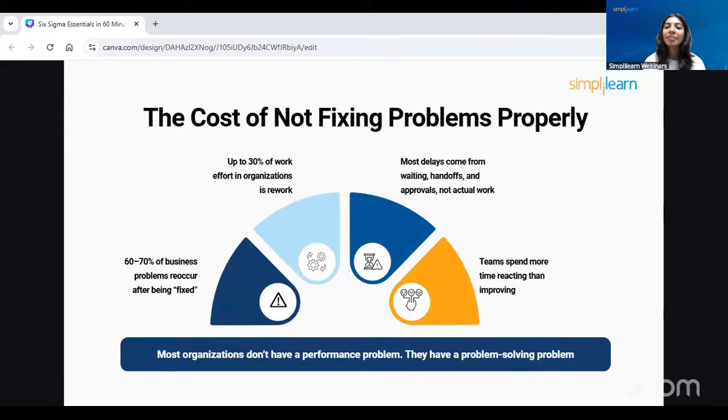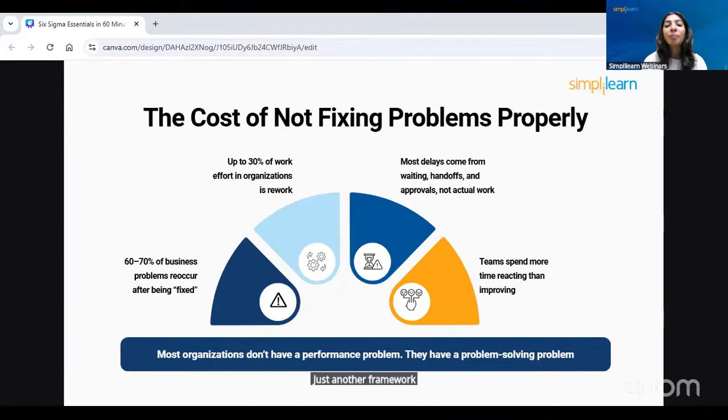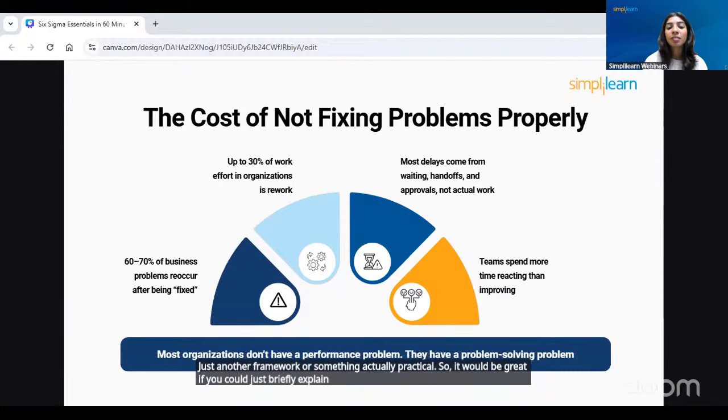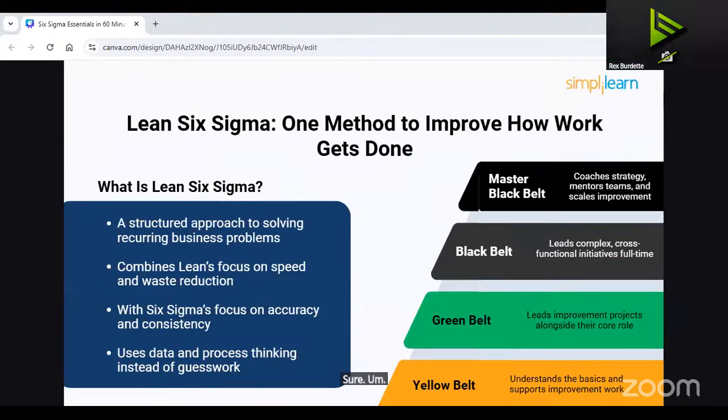Right. And with that, Rex, I think we have a mixed group of audience. I saw a few freshers introduce them as well. And I'm kind of assuming that a few of them are not really clear on what Lean Six Sigma is. And they might be wondering whether it's just another framework or something actually practical. So it would be great if you could just briefly explain what Six Sigma is and how they can effectively use it. Sure. It originally started as two different things.